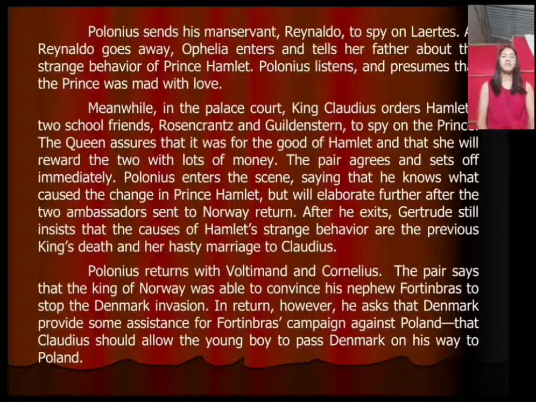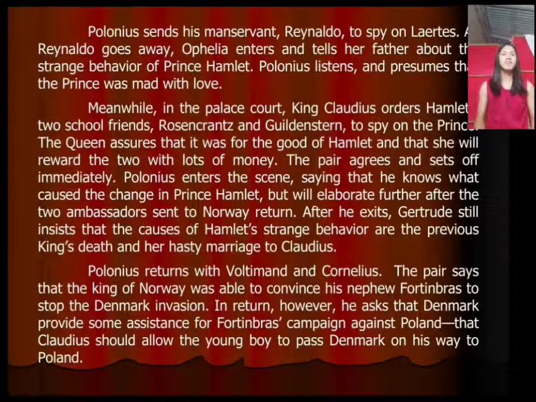Meanwhile, in the palace court, King Claudius orders Hamlet's two school friends, Rosencrantz and Guildenstern, to spy on the prince. The queen assures them that it was for the good of Hamlet and that she will pay the two with lots of money. The pair agrees and sets off immediately.